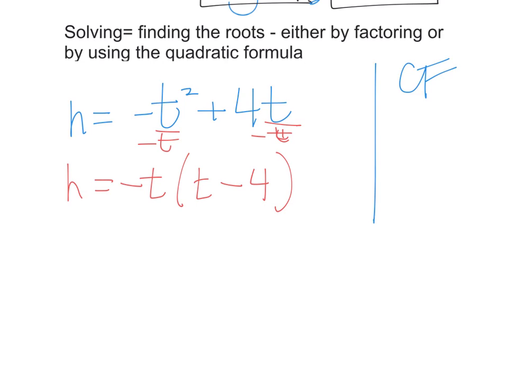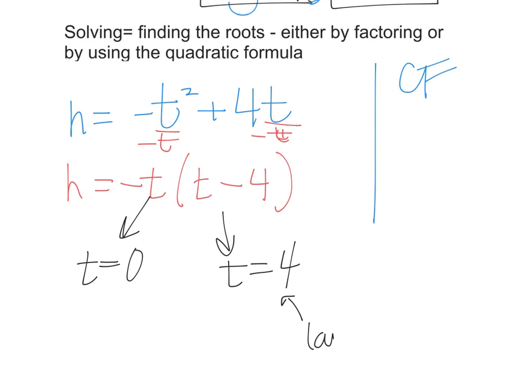brackets. So what are my x-intercepts? In this case, one of them's at 0, 0, which makes sense because the soccer ball started on the ground and we kicked it off of the ground. And the other one is positive 4. So how long was the ball in the air for? This is where it lands.